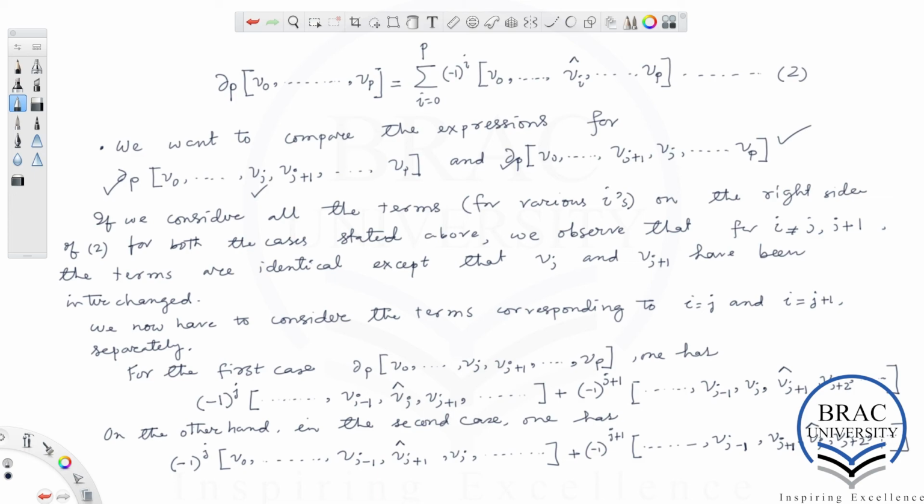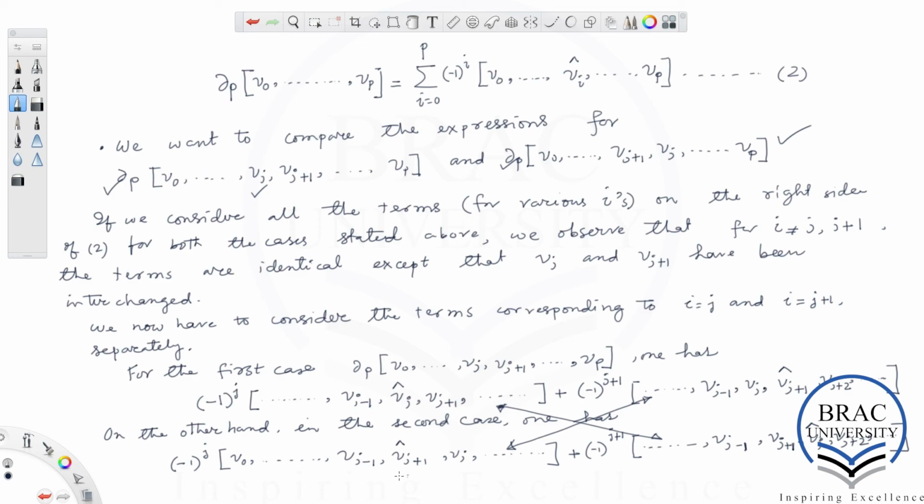Now one verifies that this term gets cancelled against this term. They are the same term, except they differ by a sign only, because vj minus 1, then vj plus 1, vj, and after that you have vj plus 2 here and vj plus 2 here, because vj is omitted here. And these two terms drop out. vj minus 1, vj, vj plus 2, just vj plus 1 is omitted, and they cancel against each other.